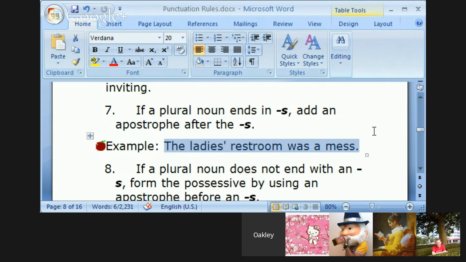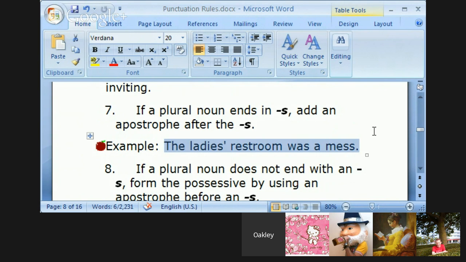See, okay, English is crazy. Logically, you are correct. It seems like it should be the ladies's restroom, but it's not. When we speak it, we simply say the ladies' restroom was a mess.